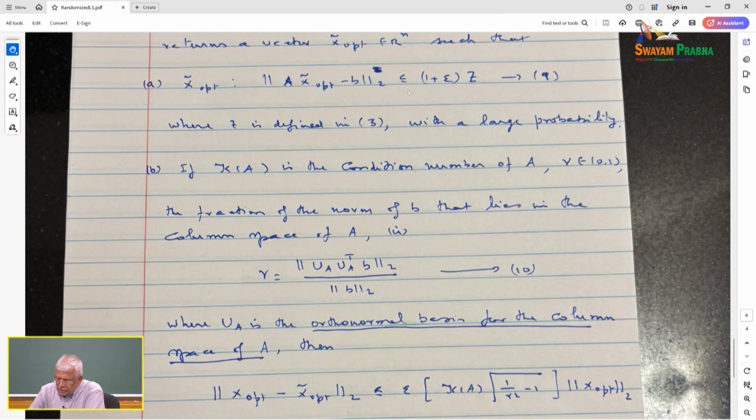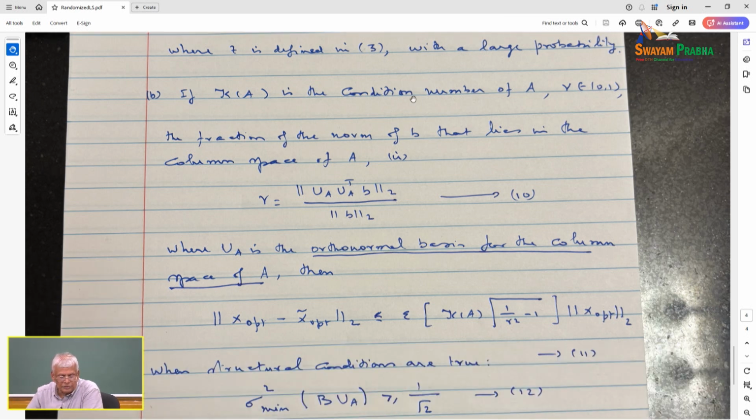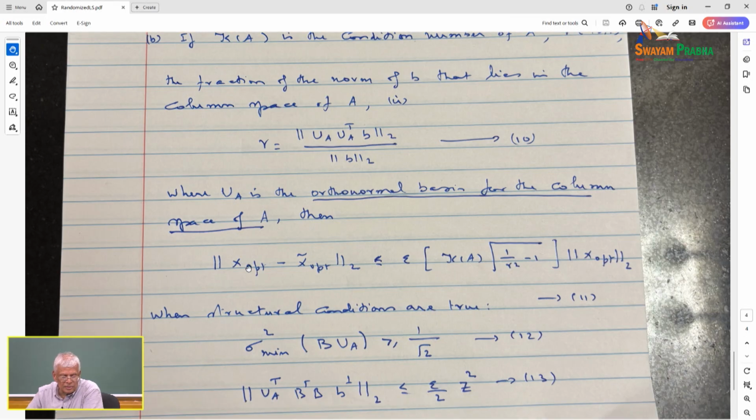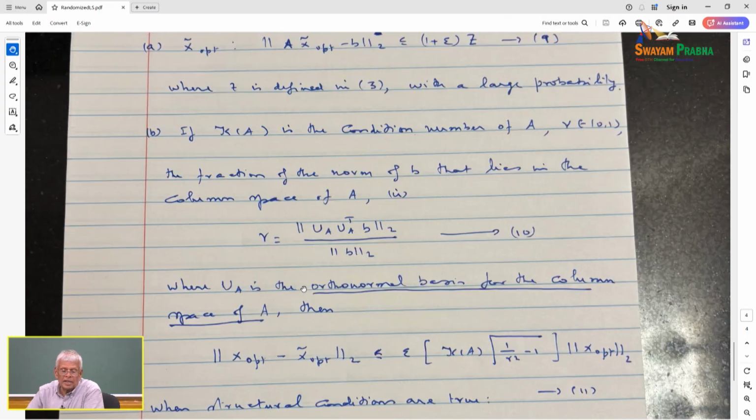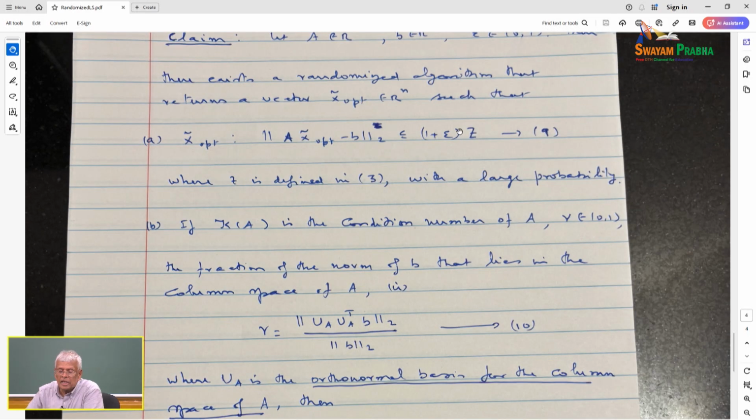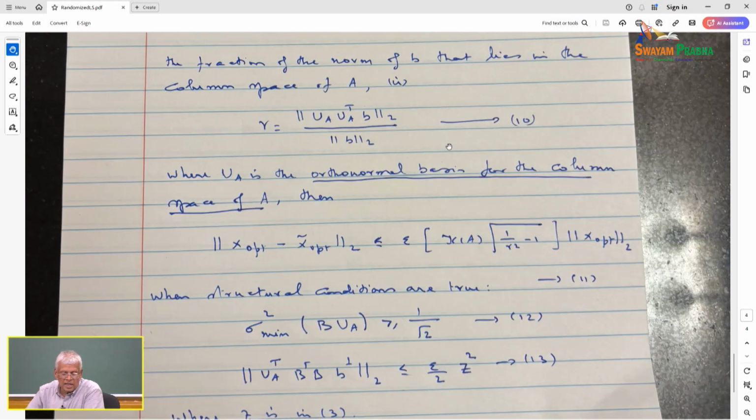One thing you can talk about is the optimum value of the sum of squared errors, the residual space, or you can talk about the error in the solution space. Please understand, the residuals lie in the m-dimensional space, while X lies in the n-dimensional space. So, the 2 norm of X opt minus X tilde opt is epsilon times kappa A times 1 over gamma square minus 1. What is gamma?